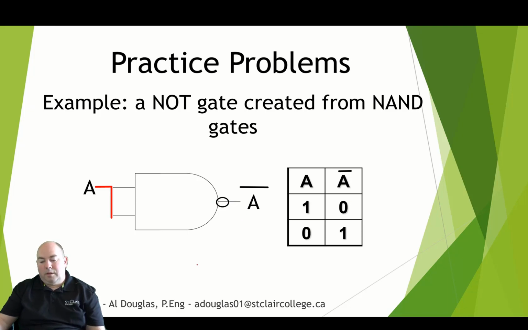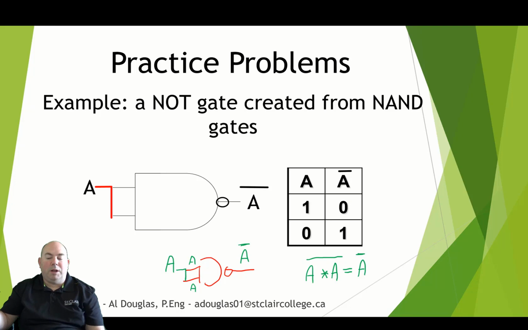Okay? So taking a single gate, how could you modify this? How could you wire this up to get that as a result? Well, if you connect those both together, so now you're going to have A and A, A and A, NOT is equal to A NOT. That would basically be the same thing. So you've just basically created a way to create a NOT gate by using only a NAND gate.